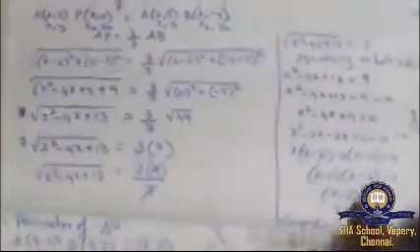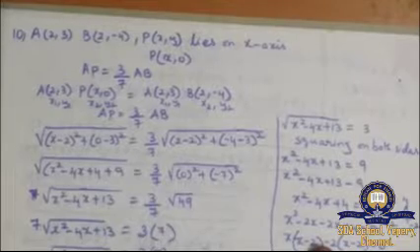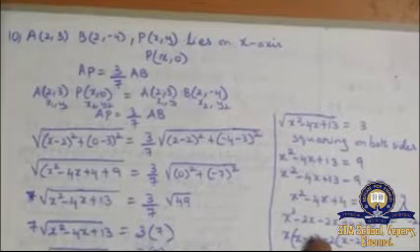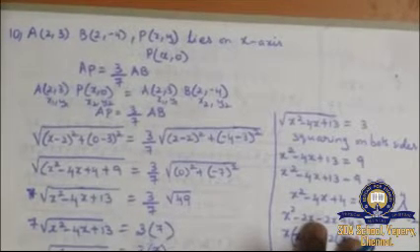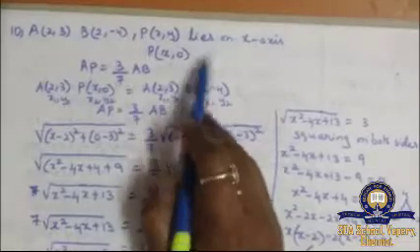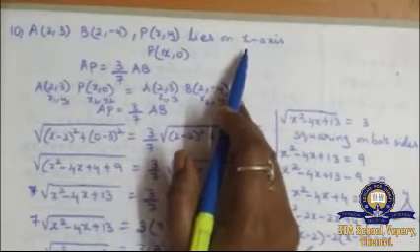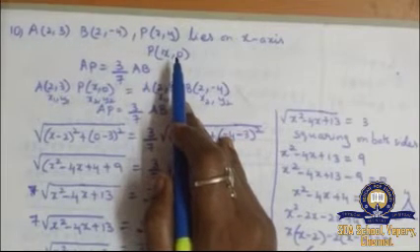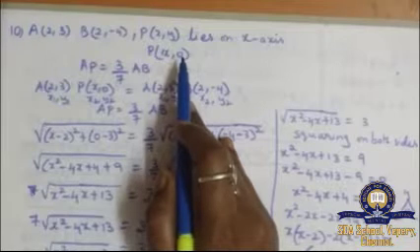Next we will move on to the 10th question. Let A point be given and B point be given. P lies on the x-axis such that AP is equal to 3 by 7 AB. So P lies on the x-axis. That means we are supposed to find the x value for this point. y is 0. It means that P lies on the x-axis, so y should be 0.